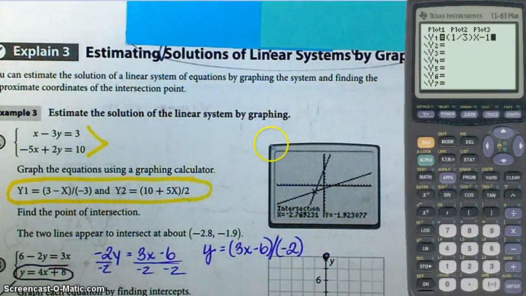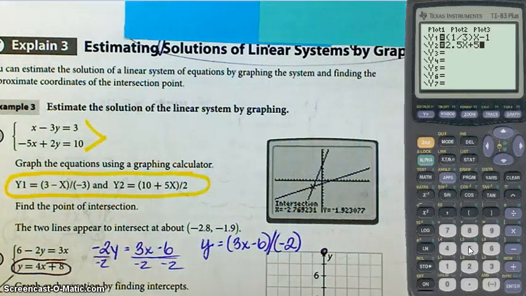Okay, and then my second equation is basically you're taking this, move the 5x over here, so you have 10 plus 5x, or 5x plus 10, whichever. And then when you take 5x and divide it by 2, that's 2.5x. And when you say 10 divided by 2, that is a positive 5. So there are your two lines.